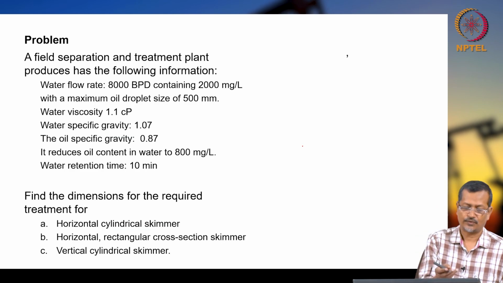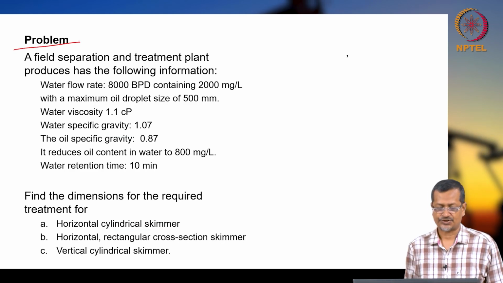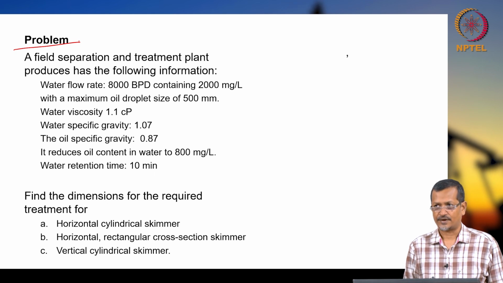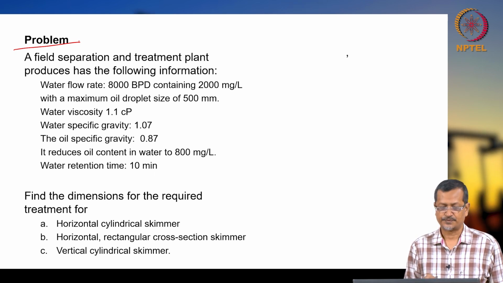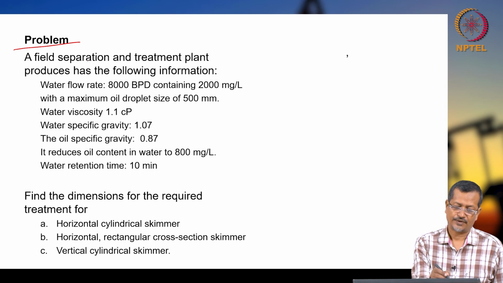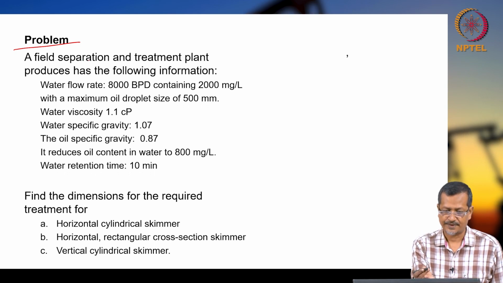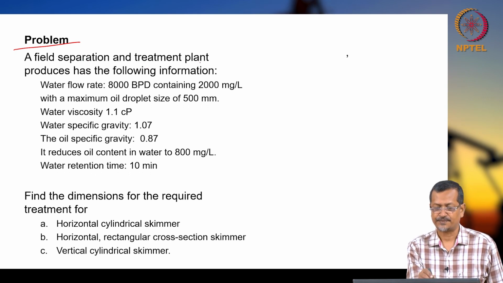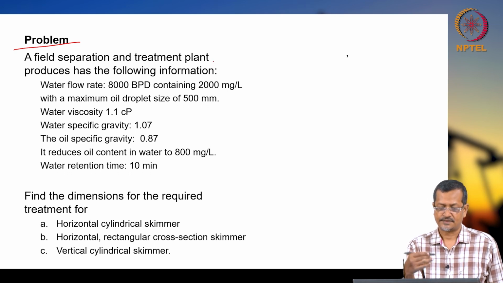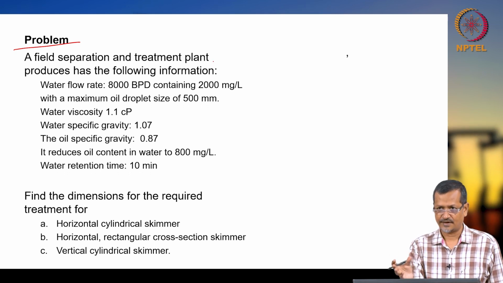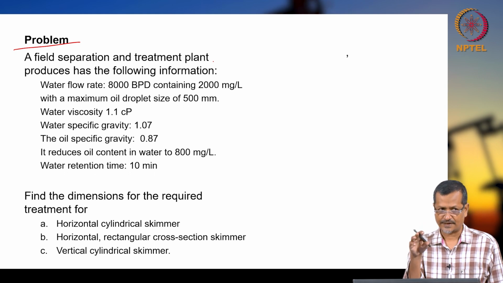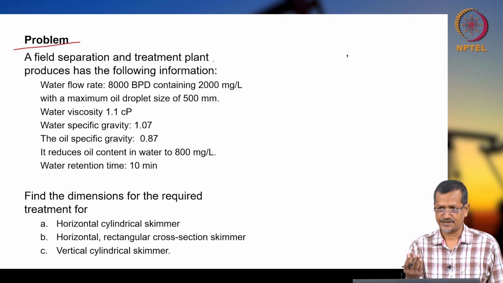So, now we will go to one problem. This is the last section of this oil water handling system or water disposal system. Let us say one field separator system, a separation treatment plant, is having separators like horizontal, vertical, horizontal with square or rectangular cross section. So, what will be the sizing calculation?